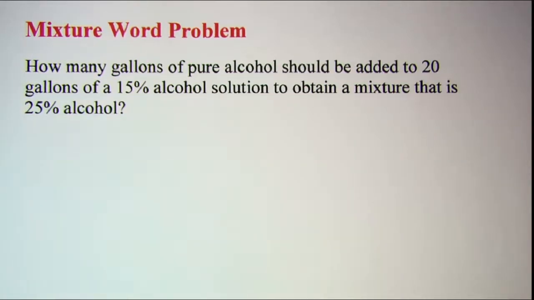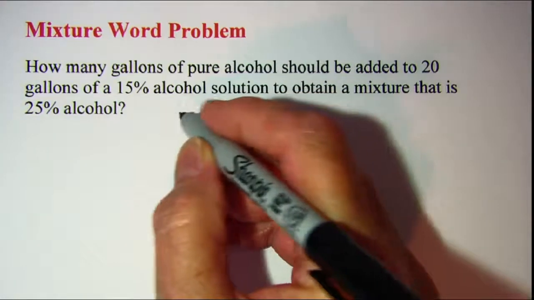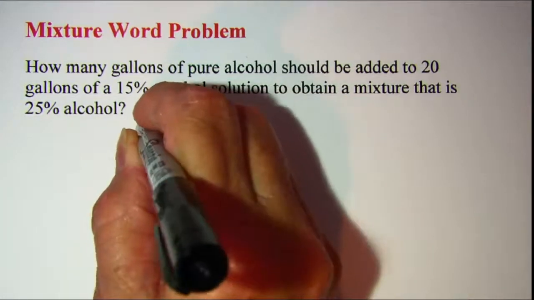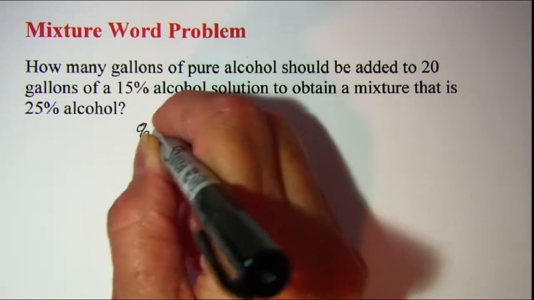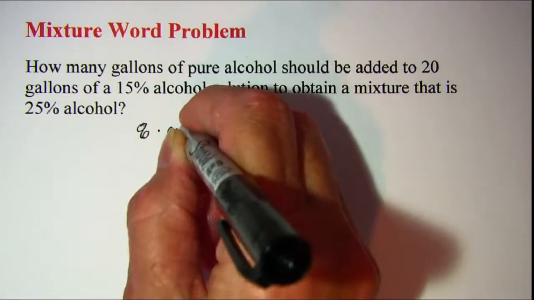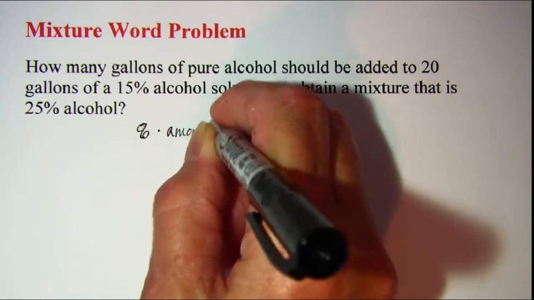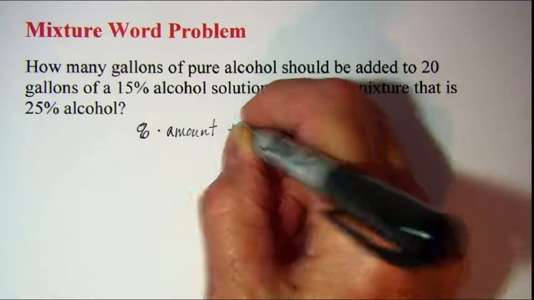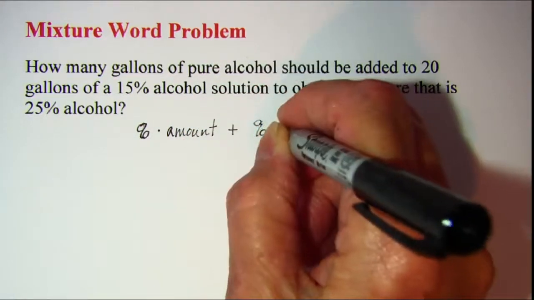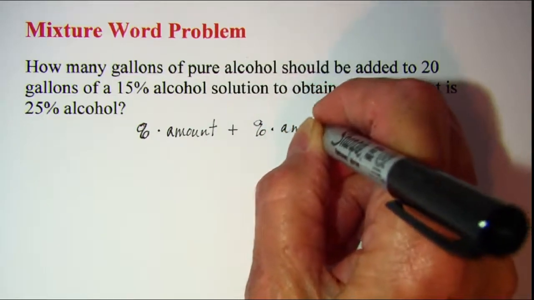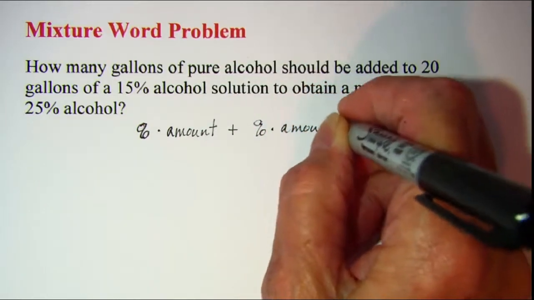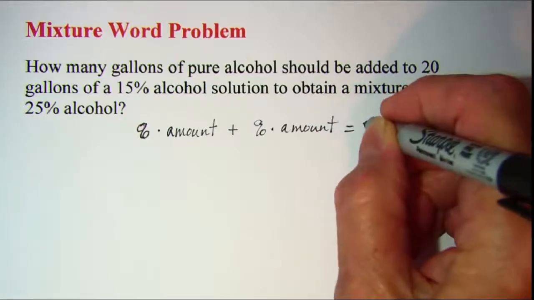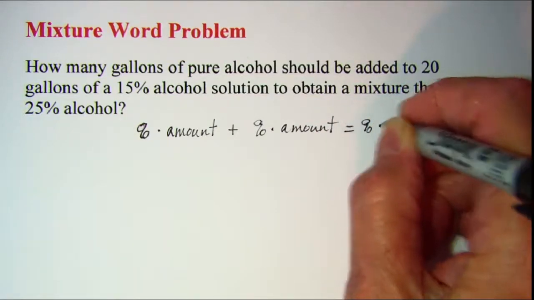In mixture problems, the rate of concentration, or the percentage, is multiplied by the quantity, so that in general we need percent times amount plus percent times amount equals percent times amount.